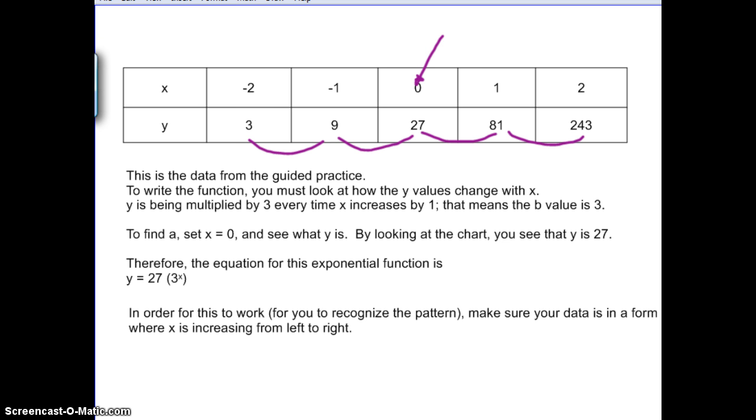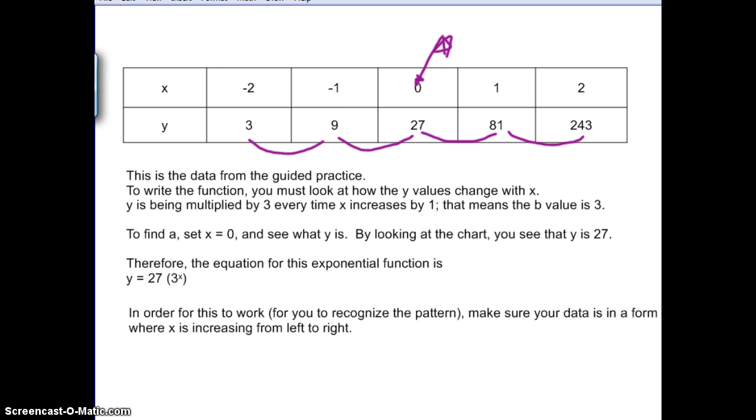But to figure out what the a value is, you have to look here, okay, right here, where x is 0. Because when x is 0, y is a. And you'll see that y is 27 there, so a is 27. So the equation for this exponential function is y equals 27 times 3 to the x.